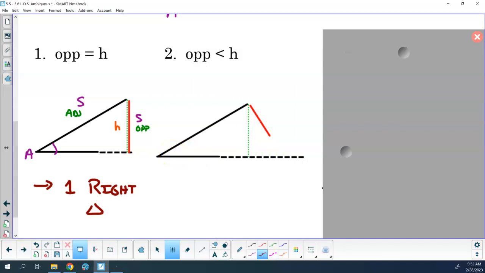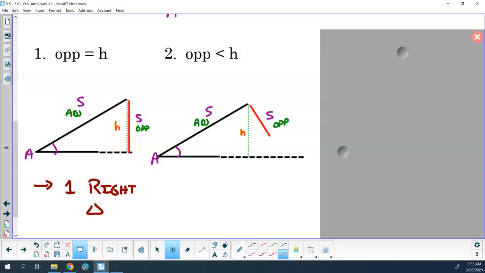Second case is the opposite side. So again, let me bring you back up to speed. Here's my angle. Here is my side. Here is my side. This is my adjacent side. This is my opposite side. And this is my height.